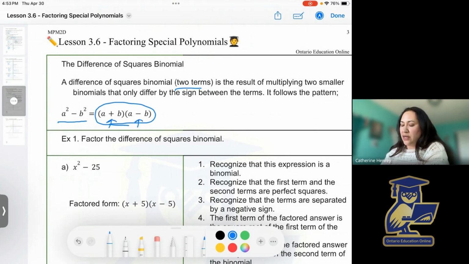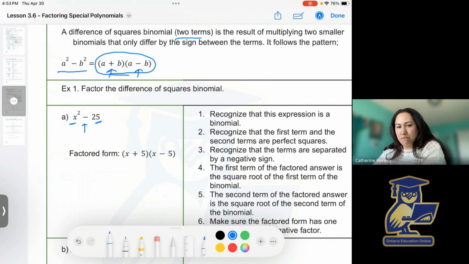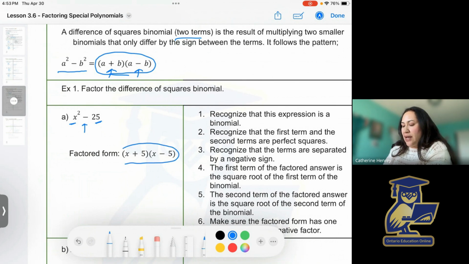So we want to recognize, is the first term a perfect square? Is the second term a perfect square? And is the middle a minus sign? If that all checks out, then here's the factored form: x plus 5, x minus 5.